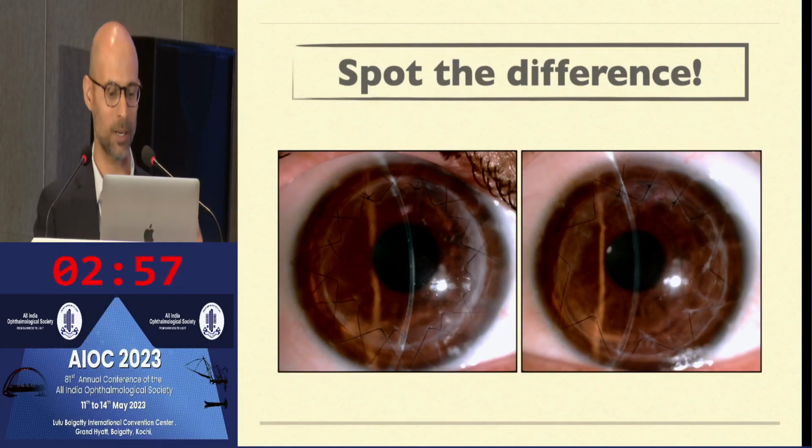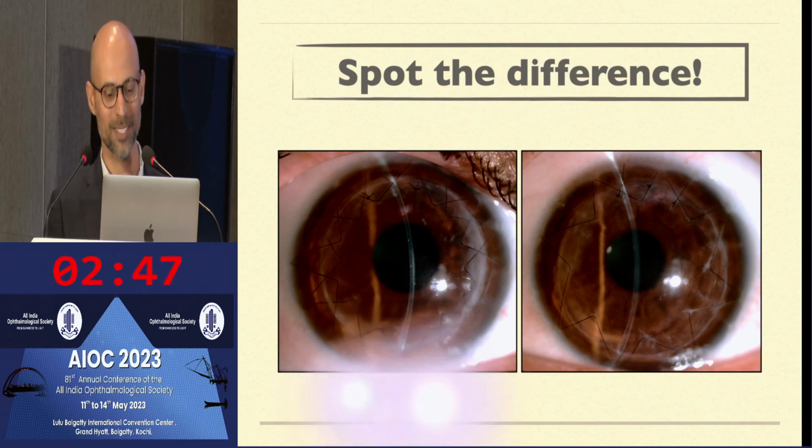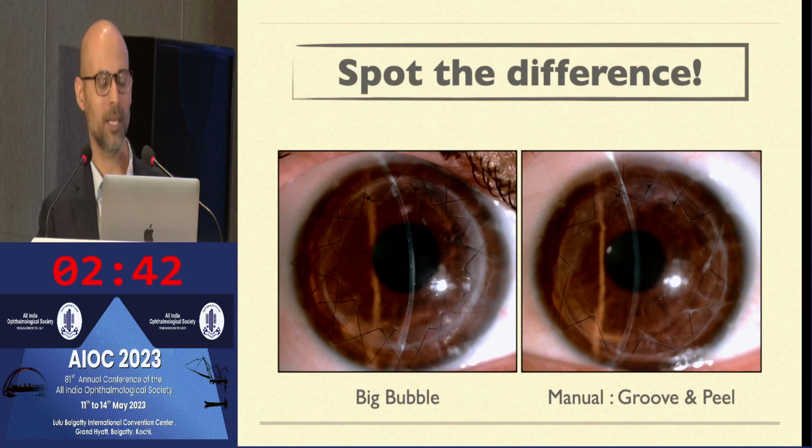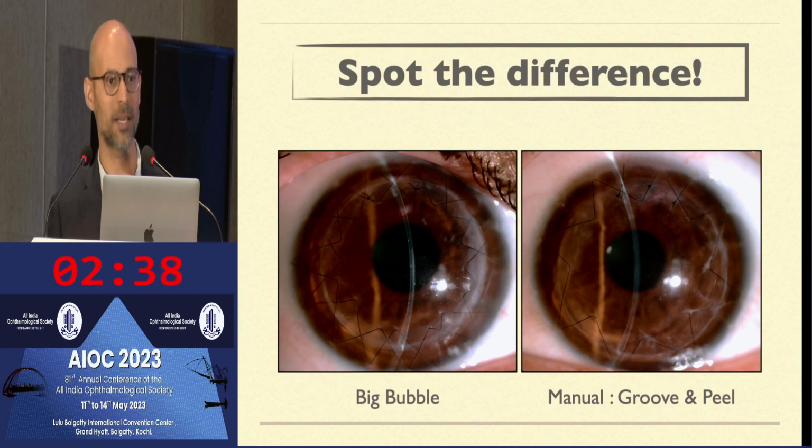So this is just one slide I like to show in the end. One of these eyes has had a big bubble DALC and one has had a manual DALC with the groove and peel technique. And both look identical, as you can see, even the suturing technique is similar. So manual DALC does work. The key, I think, is to devise your own technique. There are various techniques of manual DALC that have been described. This is the one that I like.